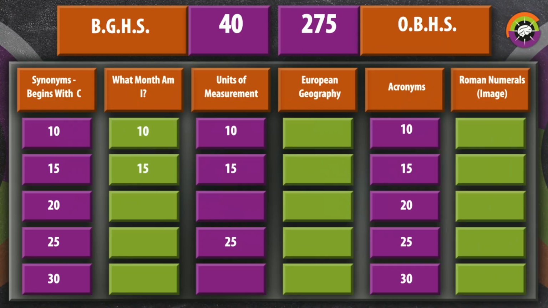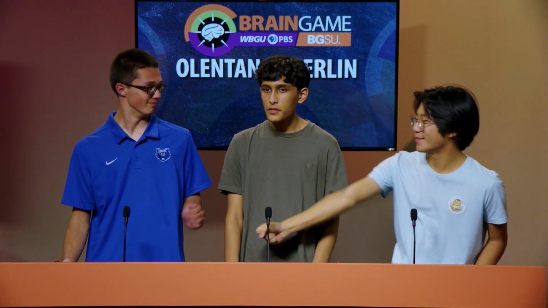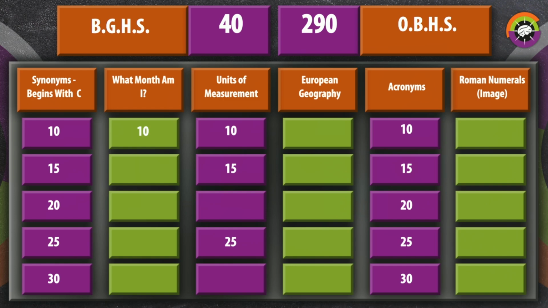Martin: January. January is correct. Olentangy Berlin in control. What month am I for 15? What month am I for 15 points? Veterans Day. Olentangy Berlin. Martin: November. November is correct. Olentangy Berlin in control.